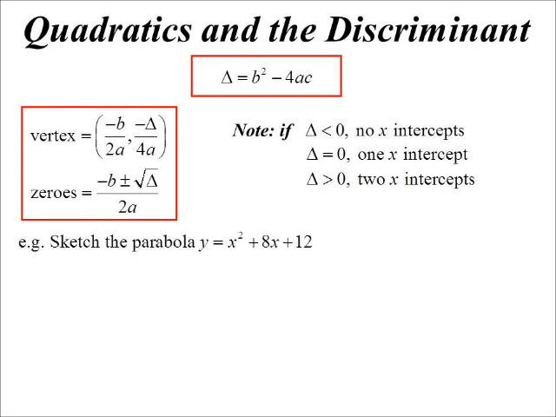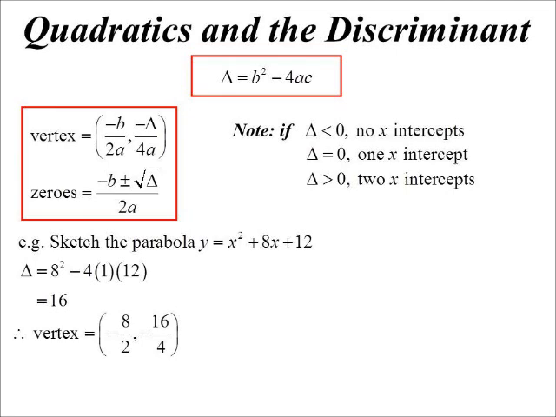Alright, let's go back to this x squared plus 8x plus 12. If I work out the discriminant, for this one it turns out to be 16. So the vertex, axis of symmetry, minus b on 2a, yes, I get minus 8 on 2. The y value, minus 16 on 4, and sure enough there's our answer, minus 4, minus 4.